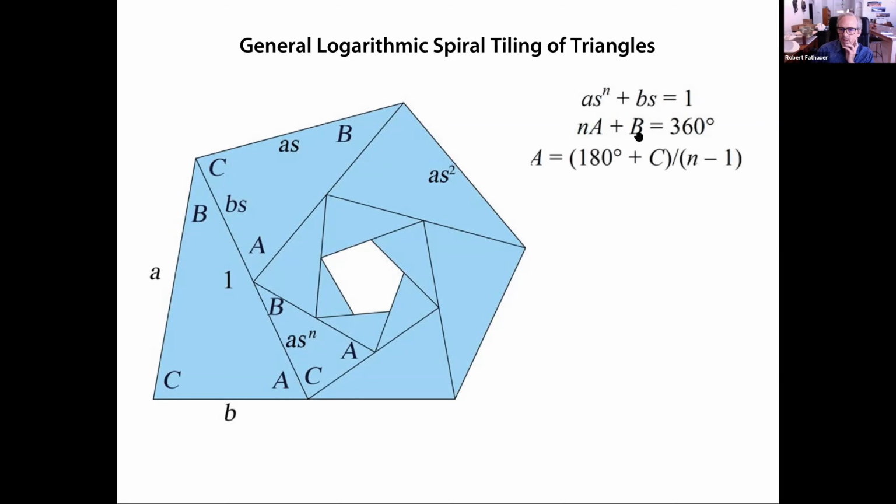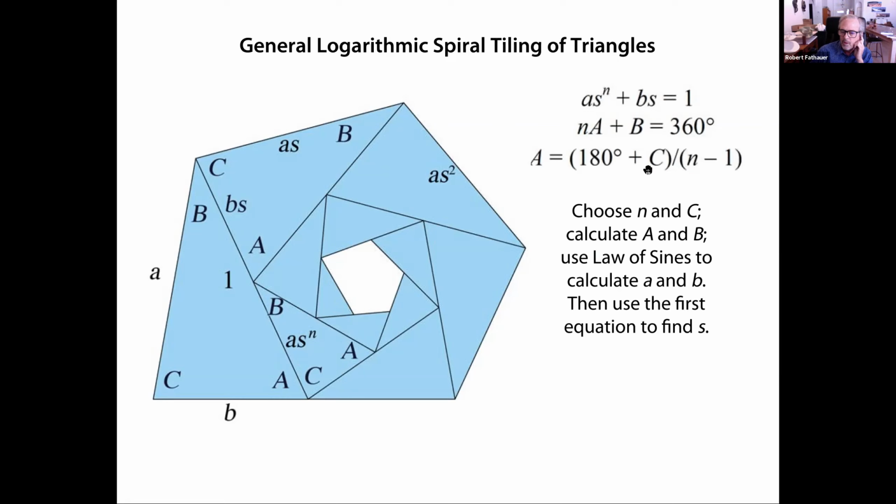So we're going to use the fact that B equals 180 degrees minus A minus C to write A in this form. And now to make it a tiling, we're going to choose N and C and use that to calculate A and calculate B. Then we're going to use the law of sines to calculate little a and little b, and then plug this into an equation solver to get the value for the scaling factor. You then have all the parameters you need to draw an accurate spiral tiling.